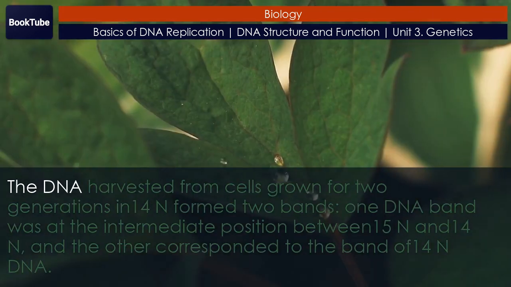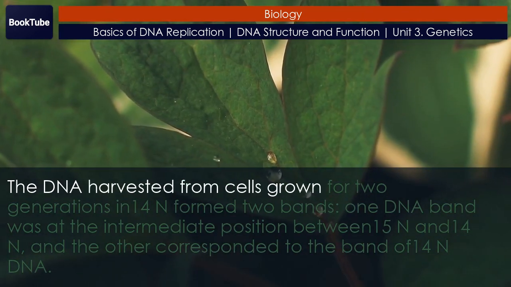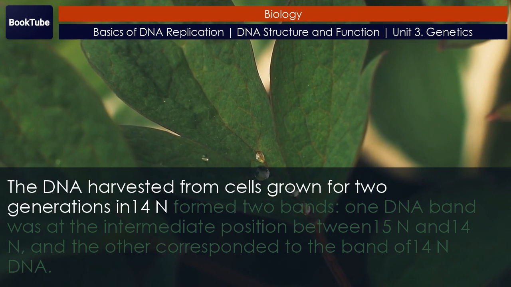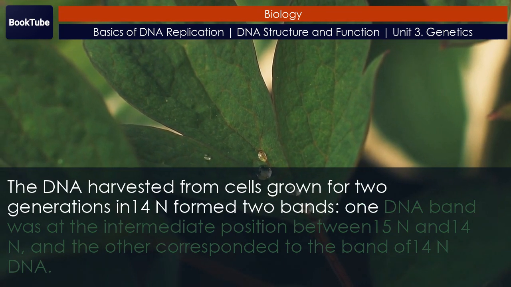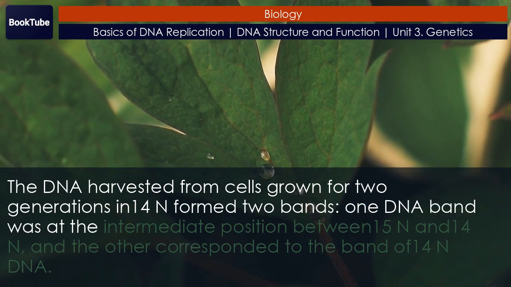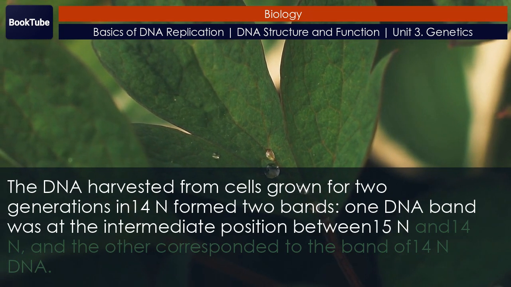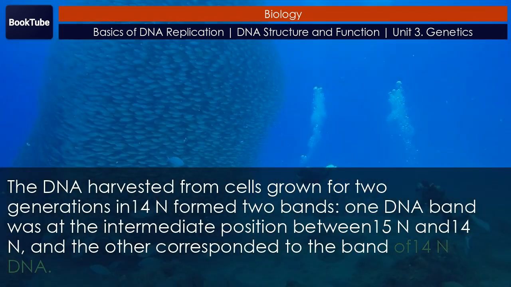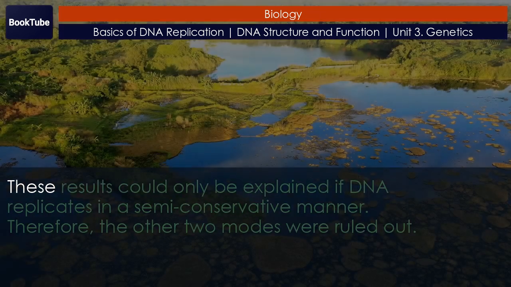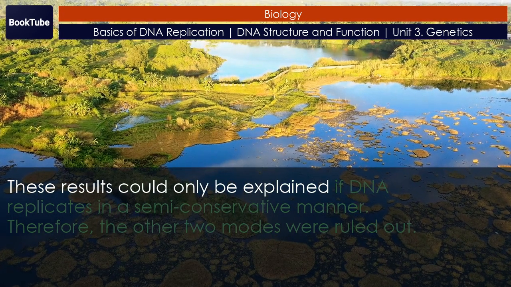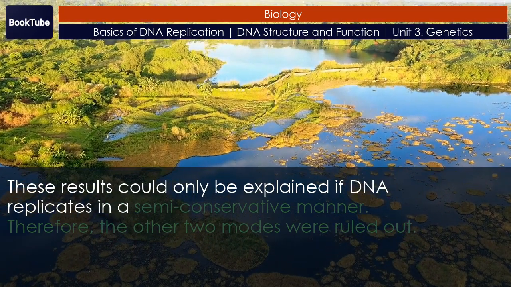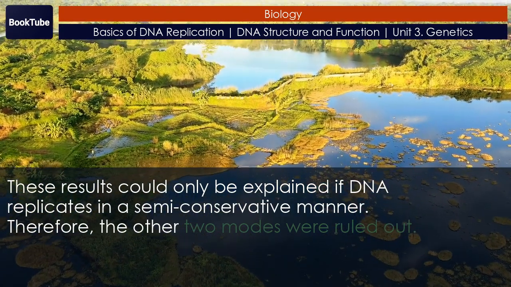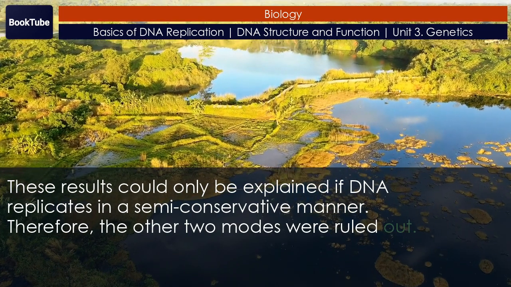The DNA harvested from cells grown for two generations in 14N formed two bands. One DNA band was at the intermediate position between 15N and 14N, and the other corresponded to the band of 14N DNA. These results could only be explained if DNA replicates in a semi-conservative manner. Therefore, the other two modes were ruled out.